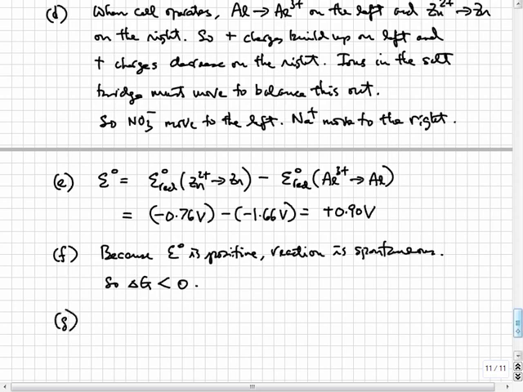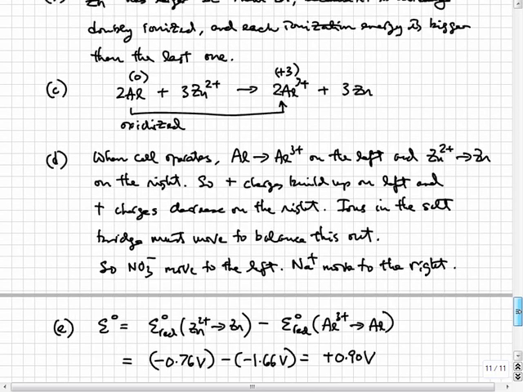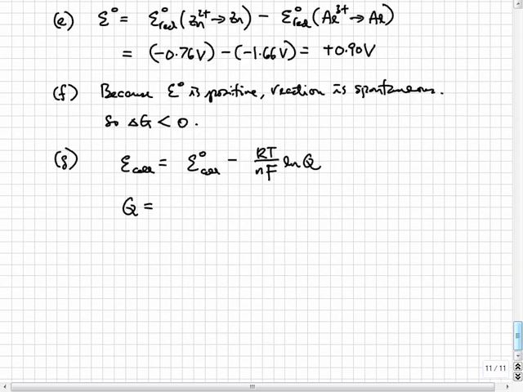G. The cell potential changes with the concentrations of the ions. The relationship is given by the Nernst equation. Q is the reaction quotient. For this reaction, it is the initial concentration of Al³⁺ squared divided by the initial concentration of Zn²⁺ cubed.